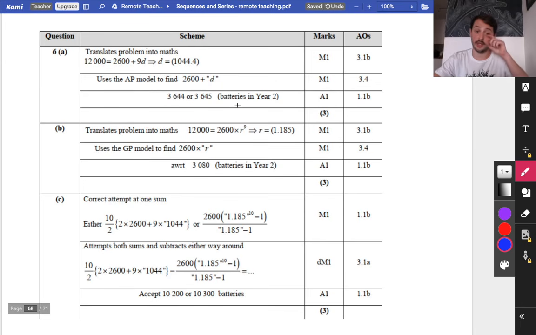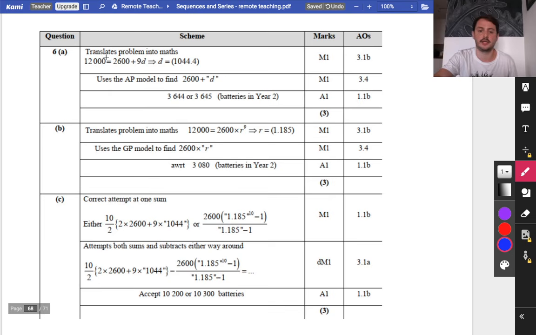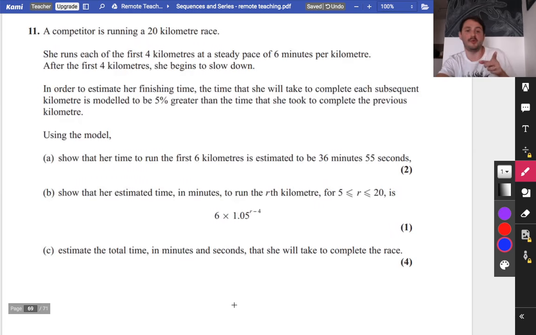Okay, so we got the 3,644 correct, we got the 3,080 correct, and we got the 10,300 correct as well. If you're still with me, very, very good. We have got one more question to do, which is from a past paper as well, so let's just see how this one goes.